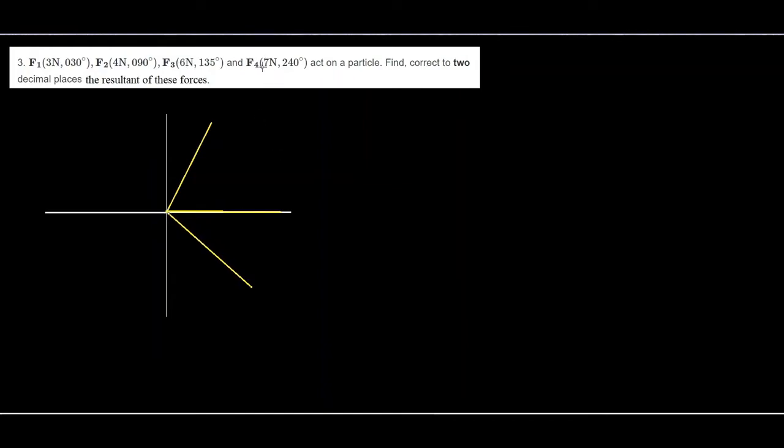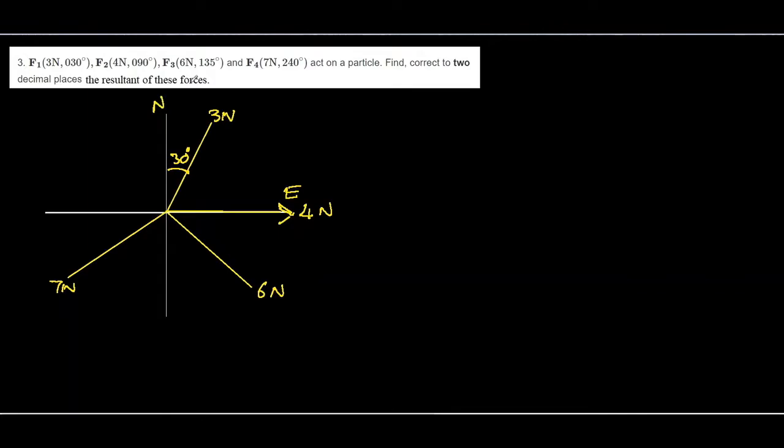6 newtons. Alright. 7 newtons, 240. Okay, 240 will be somewhere here. So these are the 4 forces. 3 newtons, then 4 newtons, then 6 newtons and 7 newtons. Since this is 30, we can easily write 30 degrees here. So this is 90 degrees bearing, we know this is east, because bearing starts from north.